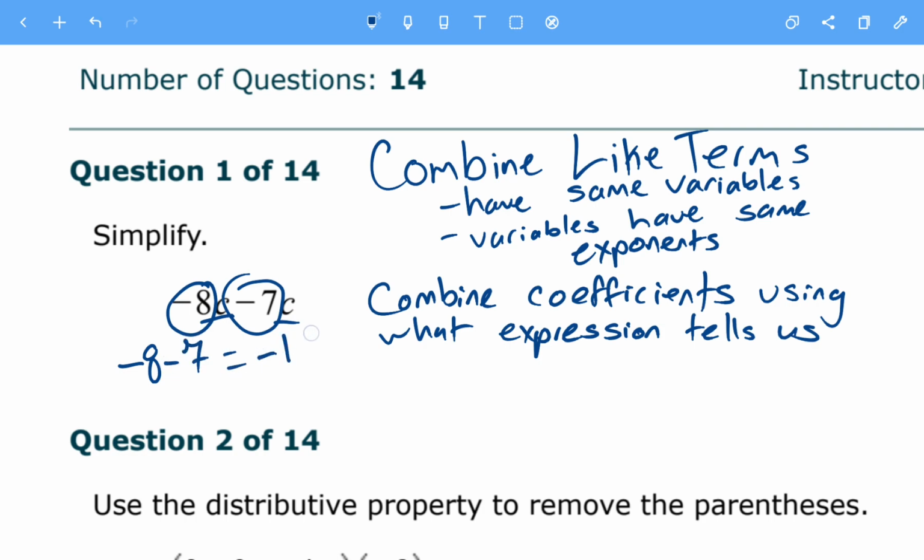And that gives us negative 15. And then we're going to keep the c. So you keep the variable with your coefficients. And that is our final answer. So negative 8c minus 7c can be simplified to negative 15c.